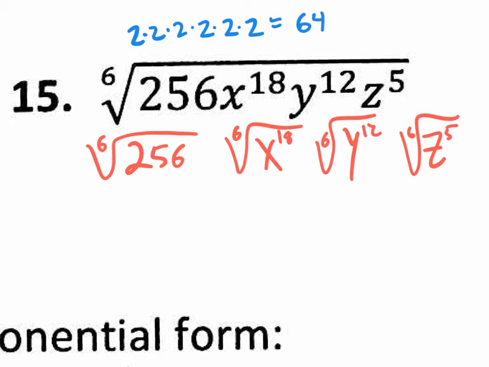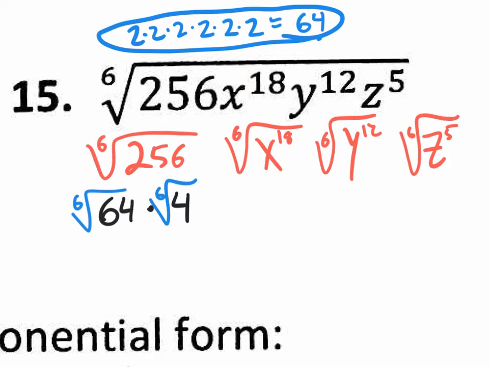256 divided by 64. On a calculator, 256 divided by 64 gave us the answer 4, which means we could rewrite it as 64 times 4. You're going to split that 6th root to each of them. And the 6th root of 64 we know is what? 2, because 2 times 2, 6 times gives 64. So the 6th root of 64 is 2. The 6th root of 4, you can't do it, bring it down.